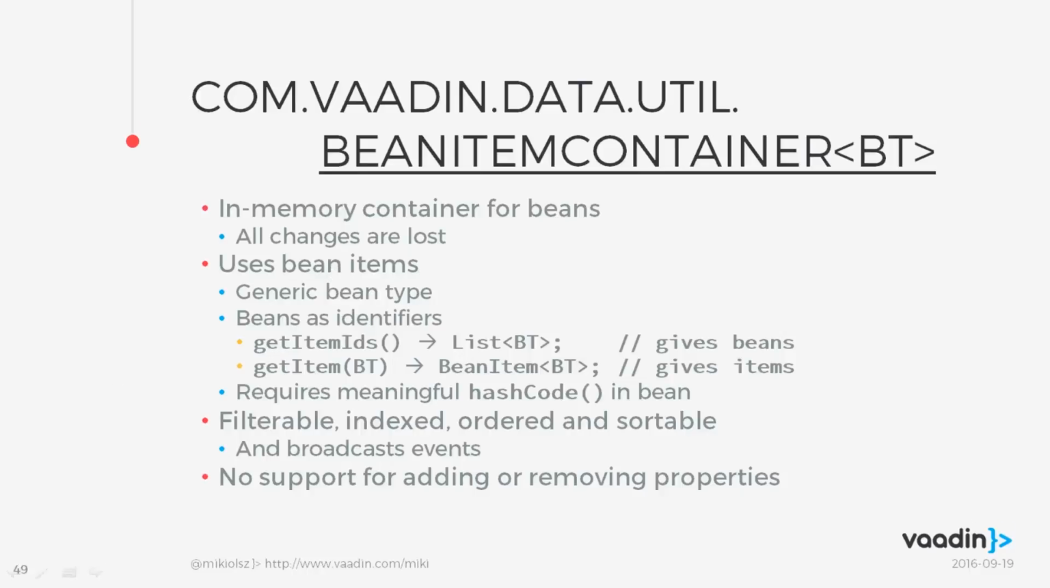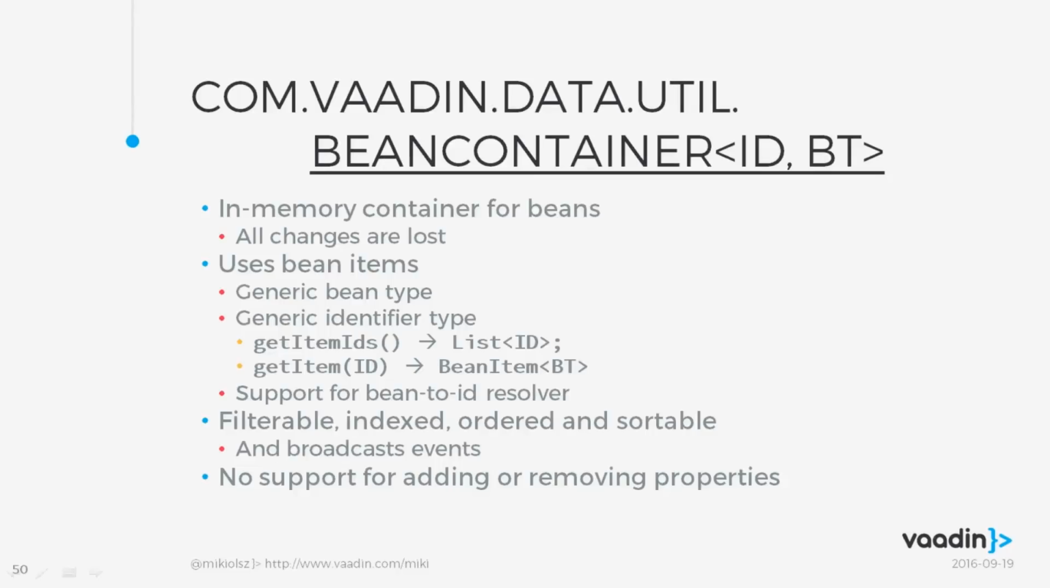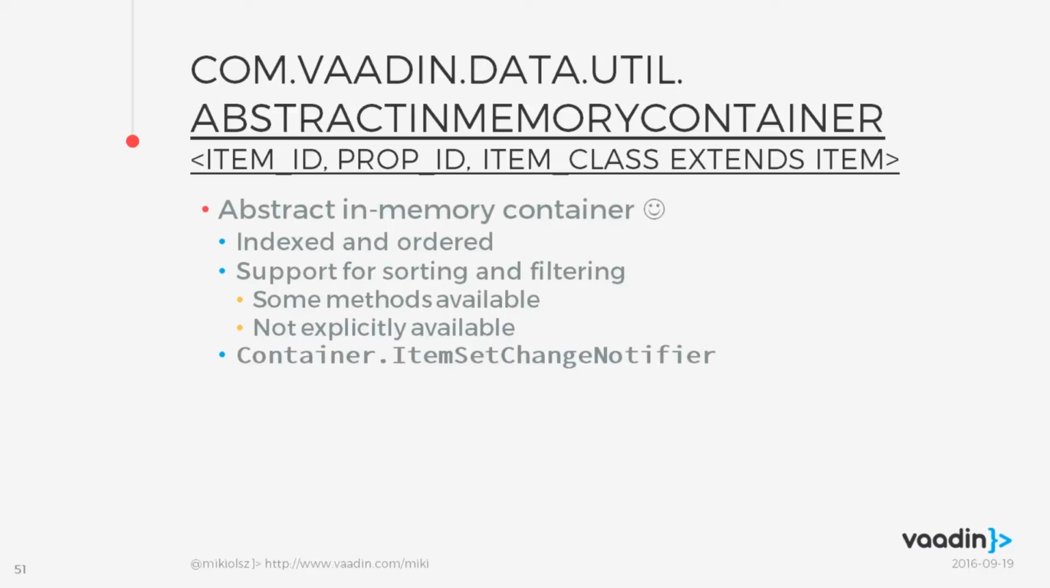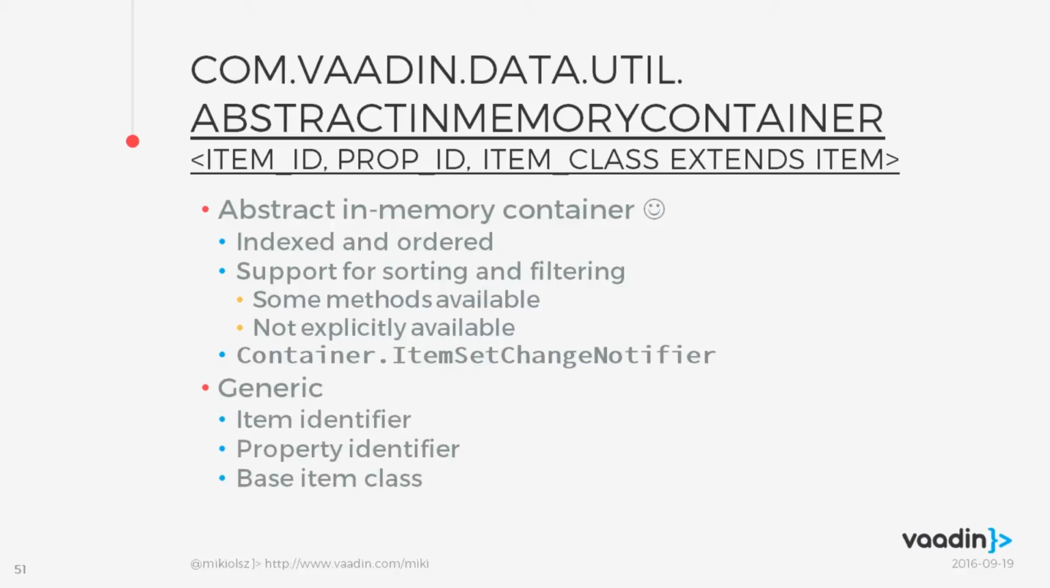What is required is that you have a meaningful hash code in your class. So hash code and equals have to be implemented. What is good is that bean item container is filterable, indexed, ordered, and sortable. So the drawback, which is imposed by the Java language, is that you, of course, cannot add or remove properties. Slight variation of bean item container is a bean container, which uses an ID. If you want to implement your own stuff, there is a class called abstract in-memory container. So it provides few things for you, and then you can just focus on implementing the rest.